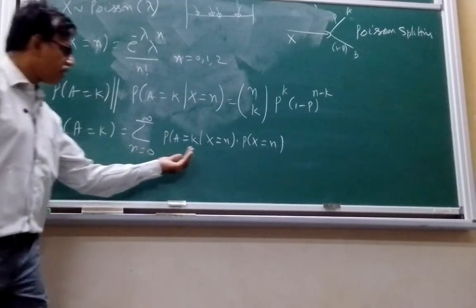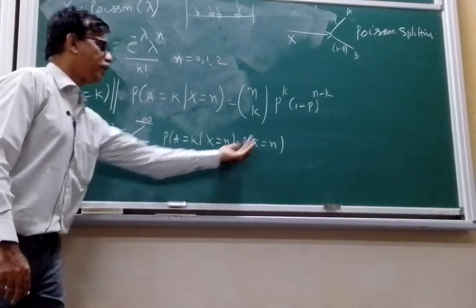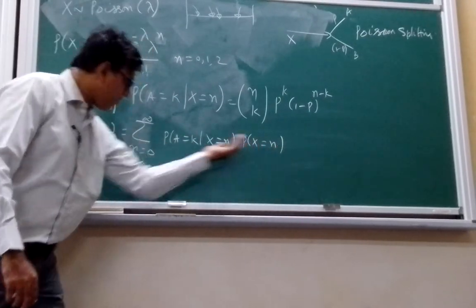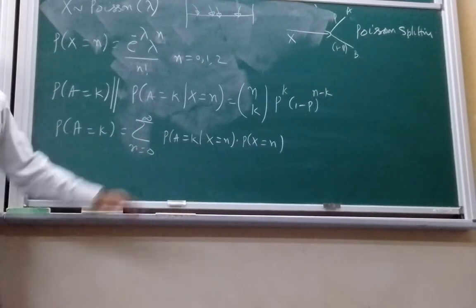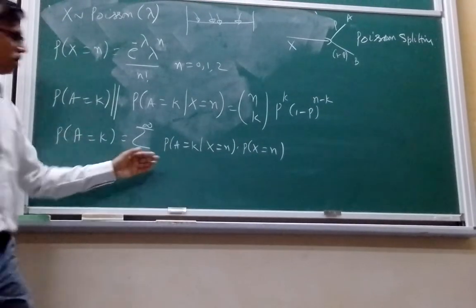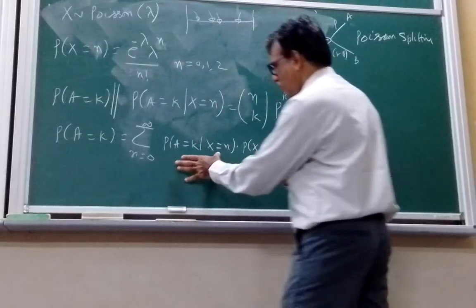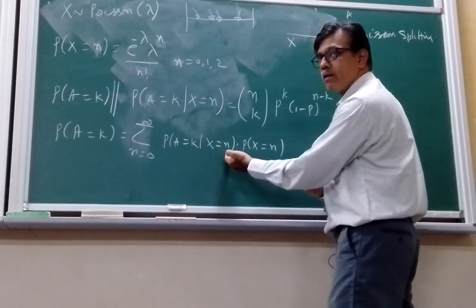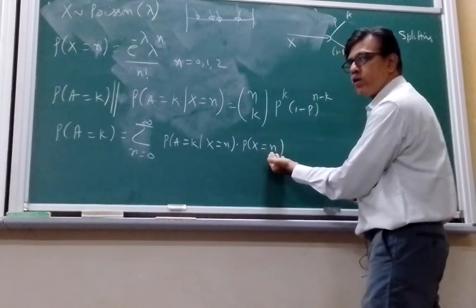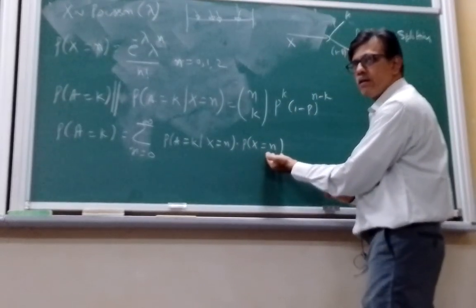That is, probability of A equal to k given x equal to n, into probability x equal to n, where n can take values 0 to infinity. Is this clear? See, this is the conditional probability of A taking a value k given x equal to n. You multiply it by the probability x equal to n. This is the only way.